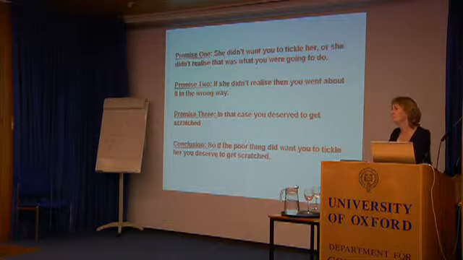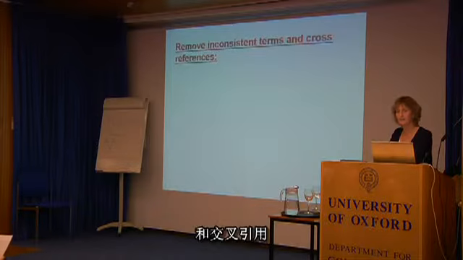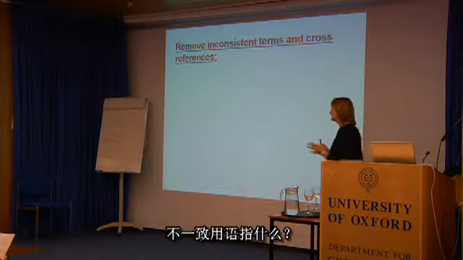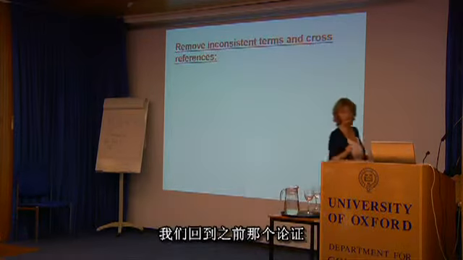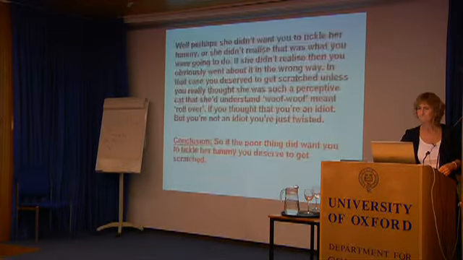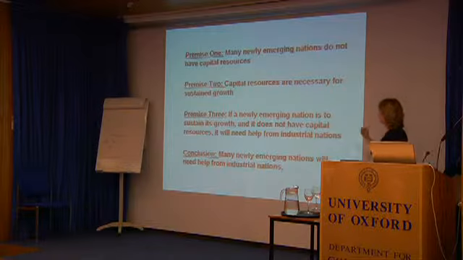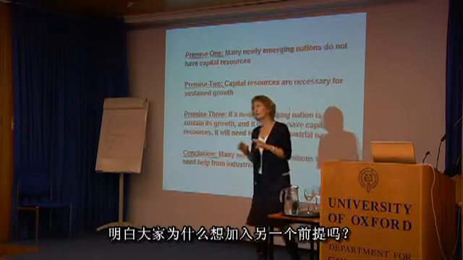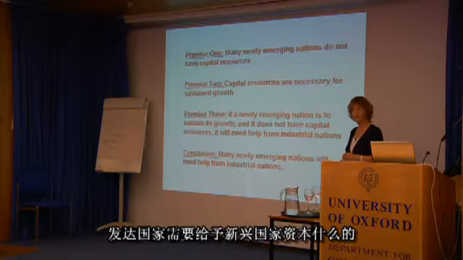Okay, what's the next step? No? Remove inconsistent terms, okay? And cross-references. Okay, inconsistent terms. What do we mean by inconsistent terms? Well, if we go back to that argument that we were looking at earlier, okay, this one. Do you see how people wanted to have another premise in there, something about industrial nations need to give emerging nations capital resources, or whatever it was?